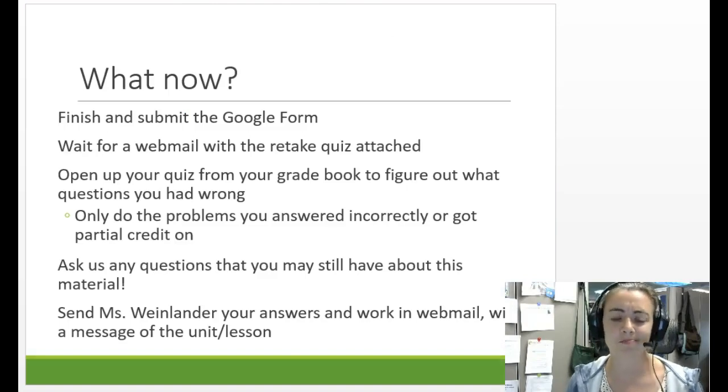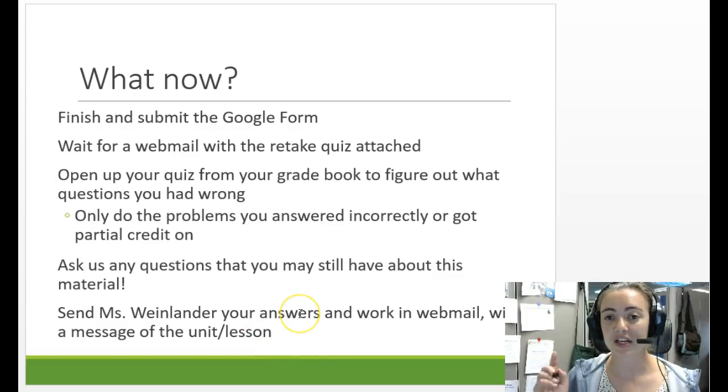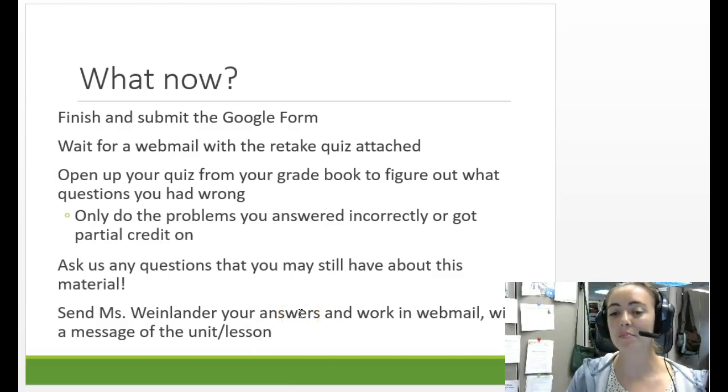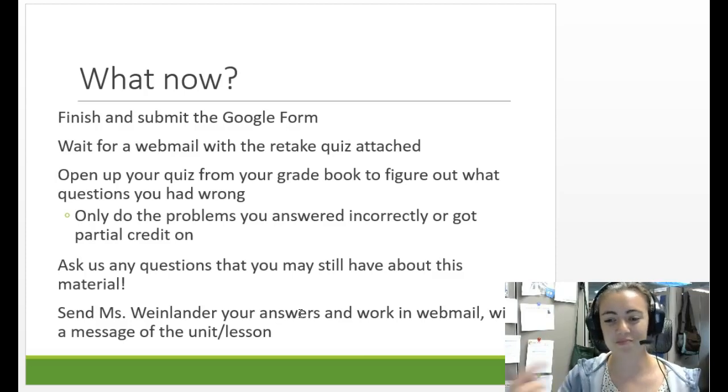So what now? Well, you want to make sure you finish and submit the Google form. You're going to put that secret word in there. You're going to answer all the other questions. Then click submit. That sends it to me. I'll then send you a webmail with a retake quiz attached as long as you got the correct secret word. You only have to answer the questions that you originally missed. So you'll open up your gradebook, figure out what ones those are, answer those, write it out, send it back to me, and then you can earn points back on your quiz.